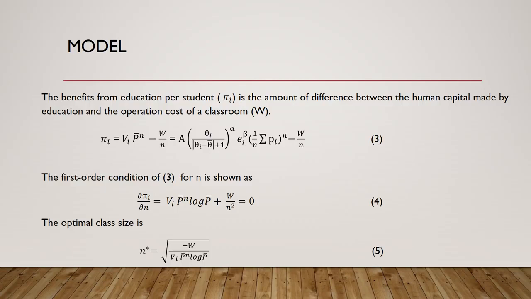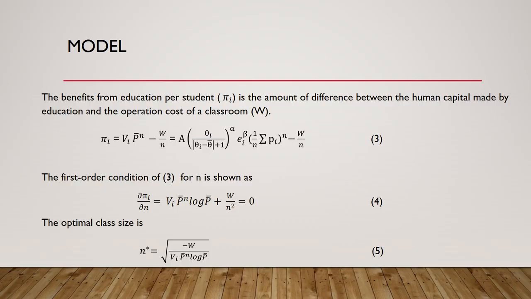Therefore, the higher the student's earnestness toward study, the larger the optimal class size becomes. Moreover, we observe that n is the increasing function of w, whereas n is the decreasing function of v i from equation 5.